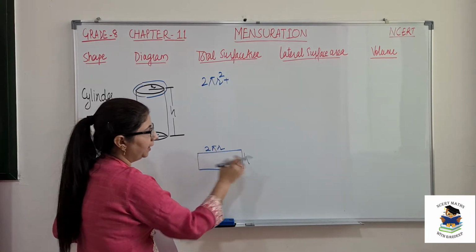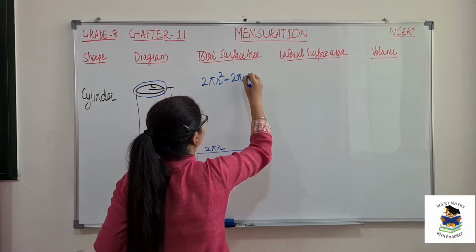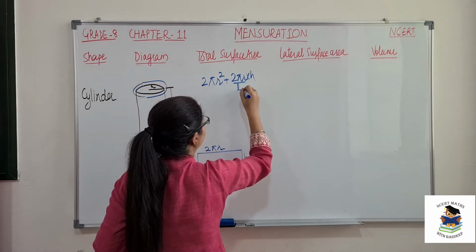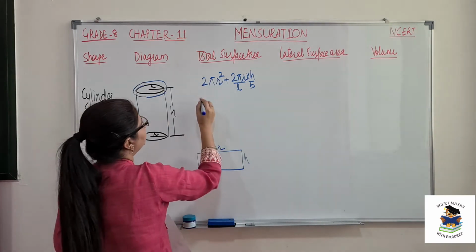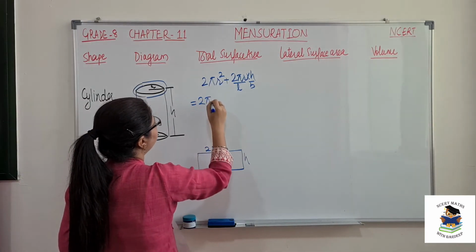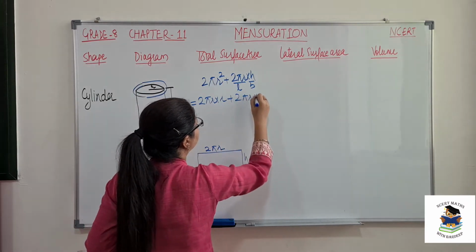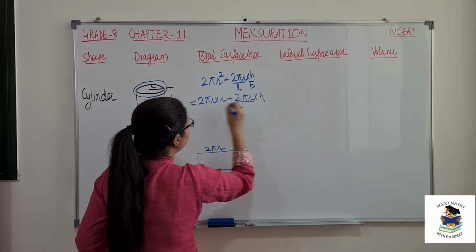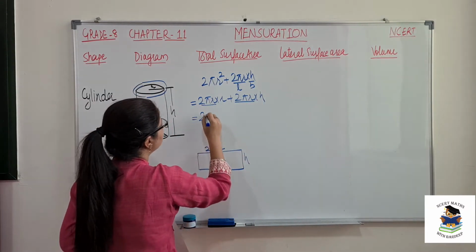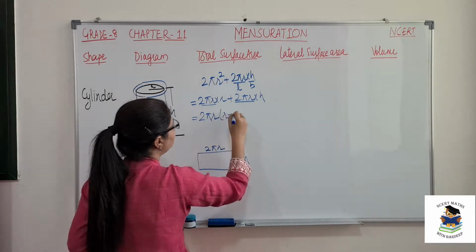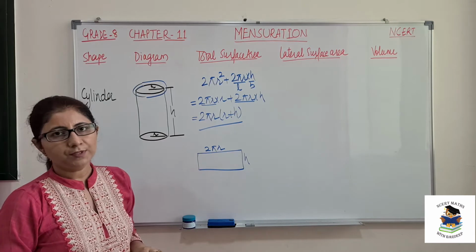It should be 2 pi r into h. That is 2 pi r into h, because this is our length and this is our width. Okay, so now let's see. This is equal to 2 pi r into r plus 2 pi r into h. We can see 2 pi r is common. So this is 2 pi r into (r plus h). This is the total surface area of a cylinder.